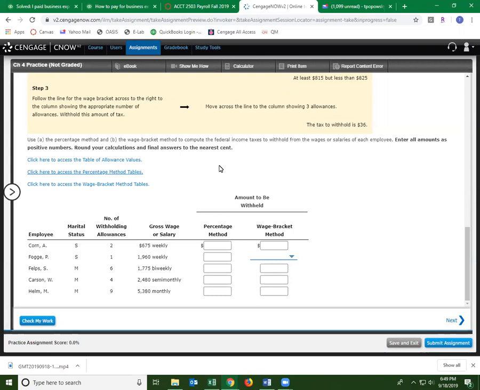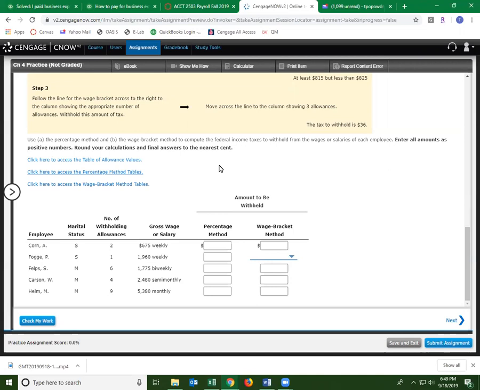So again, I thought we would do just a couple of homework problems together as some examples. So I'm in the Chapter 4 practice. The biggest part of Chapter 4, of course, is calculating federal income tax withholding. And as you probably read through and understand now, there are two methods. We have the percent method and the wage bracket method.